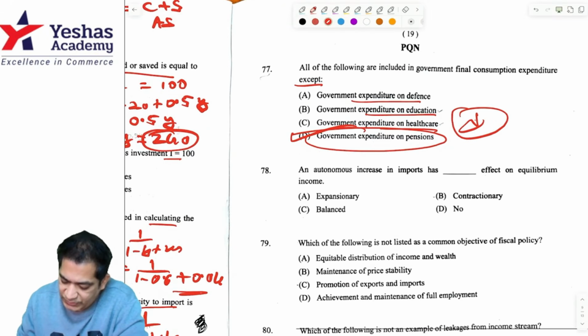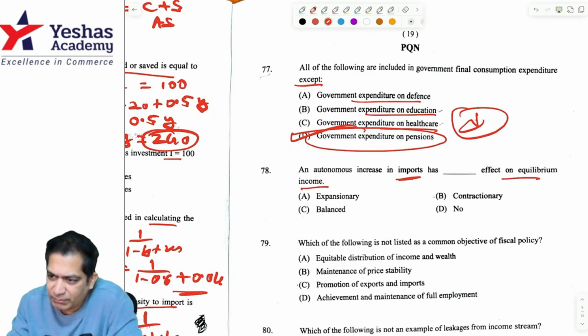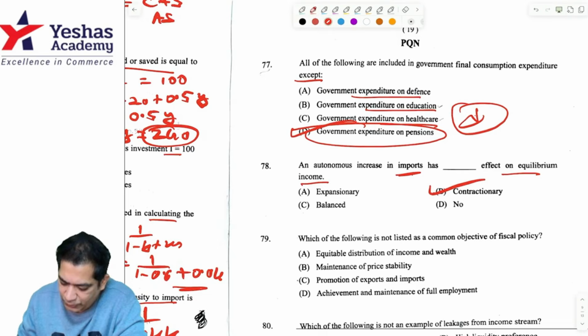And autonomous increase in import, effect on equilibrium income. We know that if import increases, then the multiplier will go down because import acts as a leakage. So it will have a contractionary effect upon the economy.